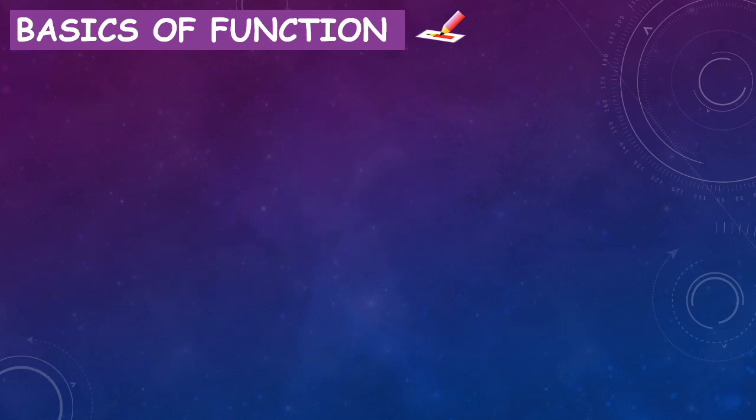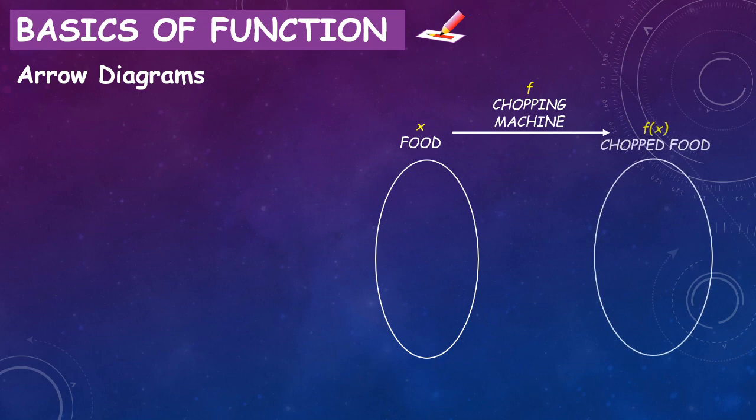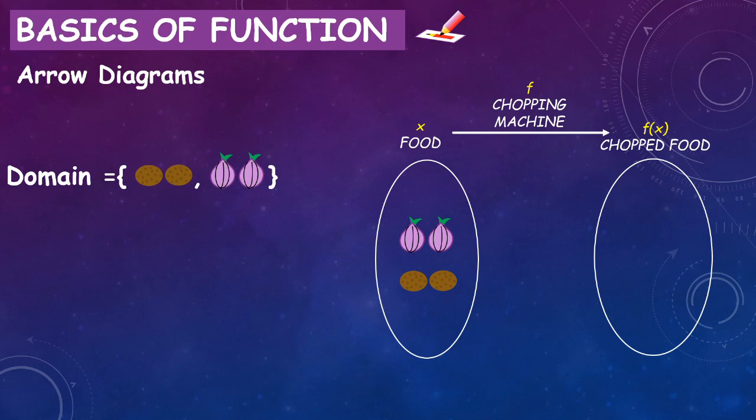Now that we understand domain, codomain, and range, let's look at ways they can be expressed. Arrow diagrams are a visual and holistic way of expressing functions. We have the input which we will put into the oval shape here. The arrow is the function, and the oval shape on the right is the output. We know that the domain is potatoes and onions, so we put them into the oval shape on the left.